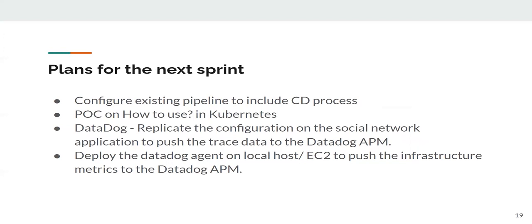Moving on, the plans that we have for the next sprint are to configure the existing pipeline to include the CD process. We'll also be studying more about Kubernetes to include that in our application for the Datadog part. We currently have the trace data that we are pushing from the demo application to the Datadog APM, but now we'll be replicating the same configuration for our actual social network application. And last but not least, we have to deploy the Datadog agent on localhost and EC2 to push the infrastructure metrics to Datadog APM.